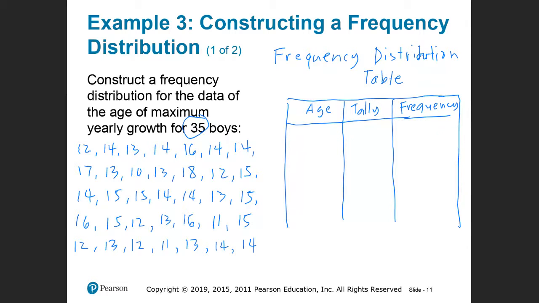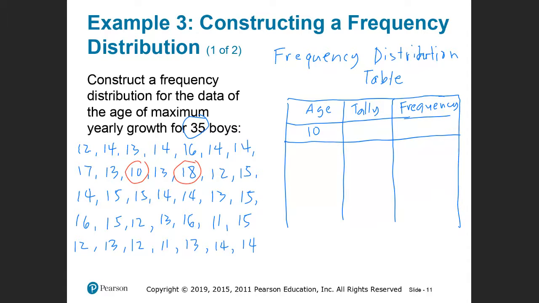Okay, so let's look at the smallest age here. So looking at the smallest age, that would be a 10. And then the highest one, it's 18, right? Okay. And then we use that information to make the table. So let's start with the smallest value, which is 10 years old. So we have 10 here.